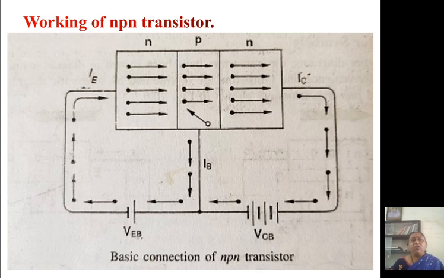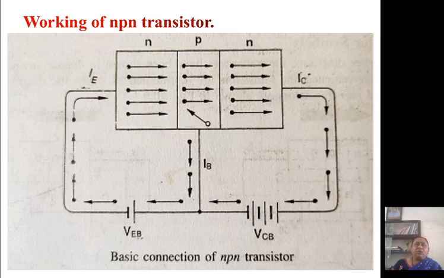Now working of NPN transistor. The figure shows the basic connection of NPN transistor. Now here the middle terminal of this NPN transistor is made of P-type material, as shown in figure. In the NPN type, there is forward bias to the emitter base junction and reverse bias to the collector base junction. Forward bias causes the electrons in the N-type emitter to flow towards the base.